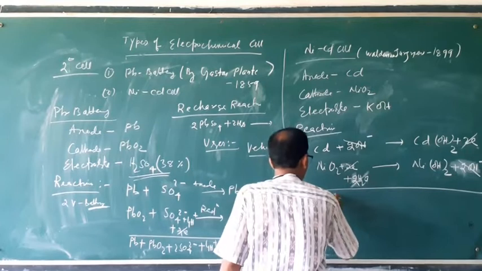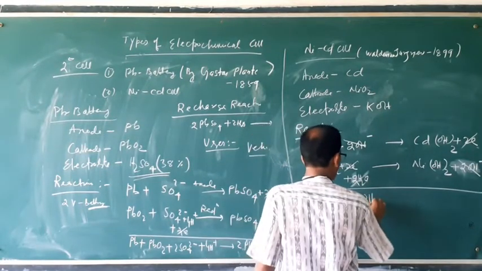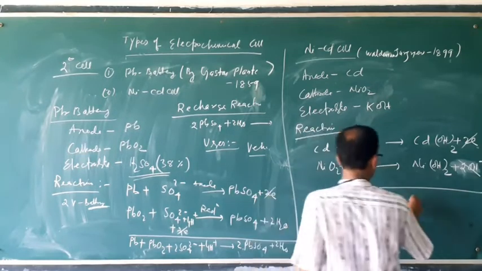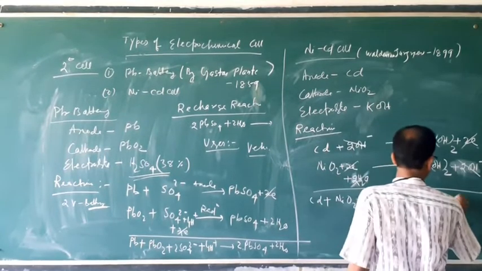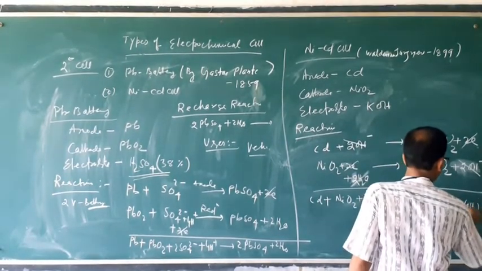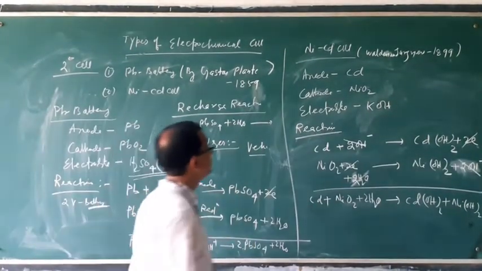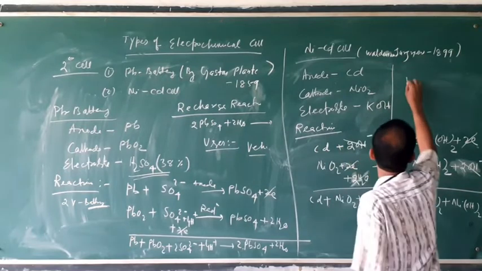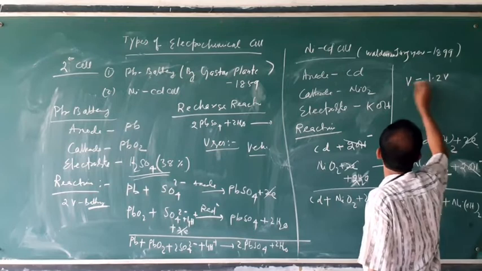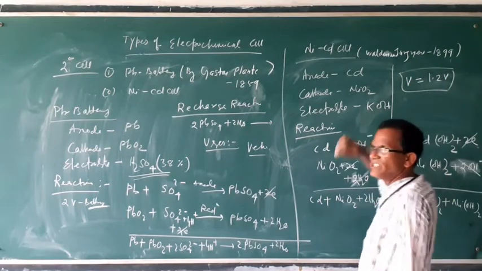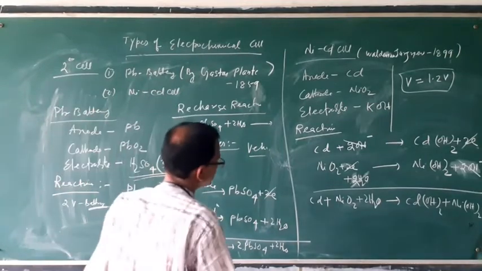What is it? Cd plus NiO2 plus 2H2O converts to Cd(OH)2 plus Ni(OH)2, nickel hydroxide. So this is the final equation of the nickel cadmium cell. How much voltage is produced here? Voltage is around 1.2 volt. Okay. And it maintains a constant voltage.